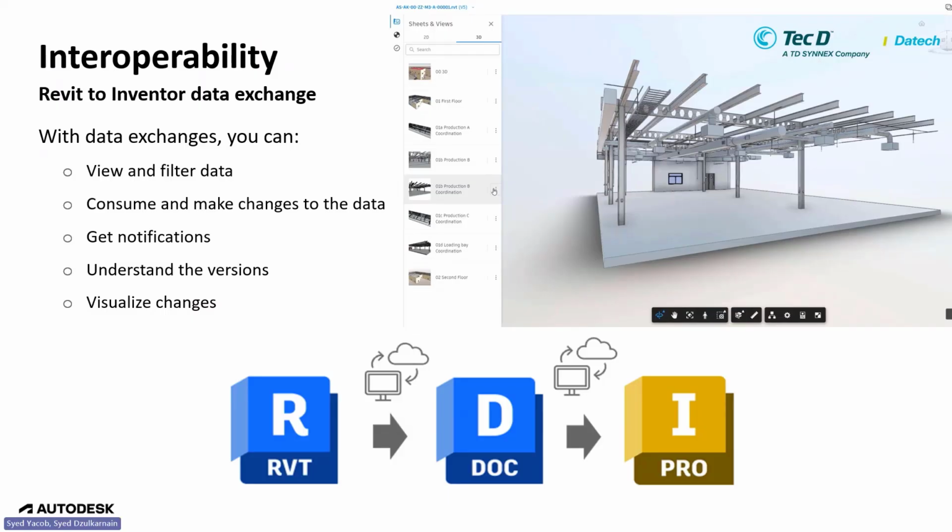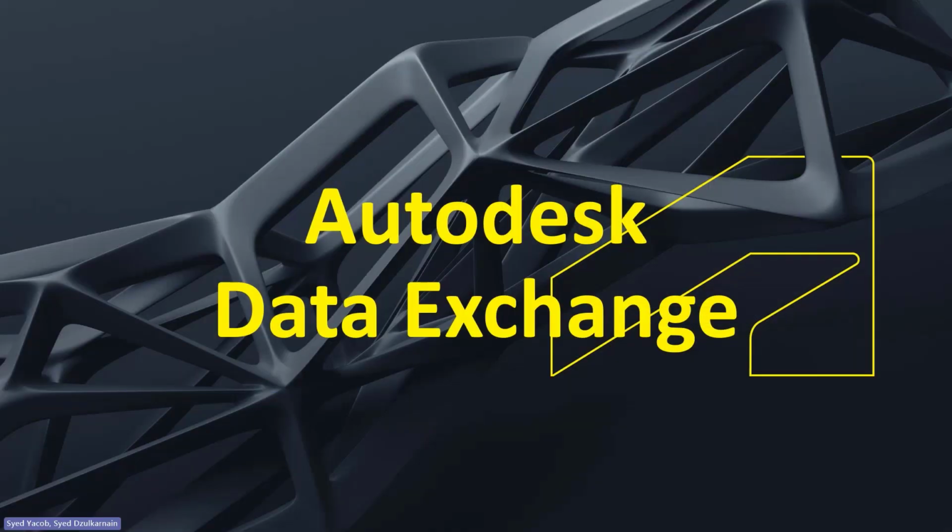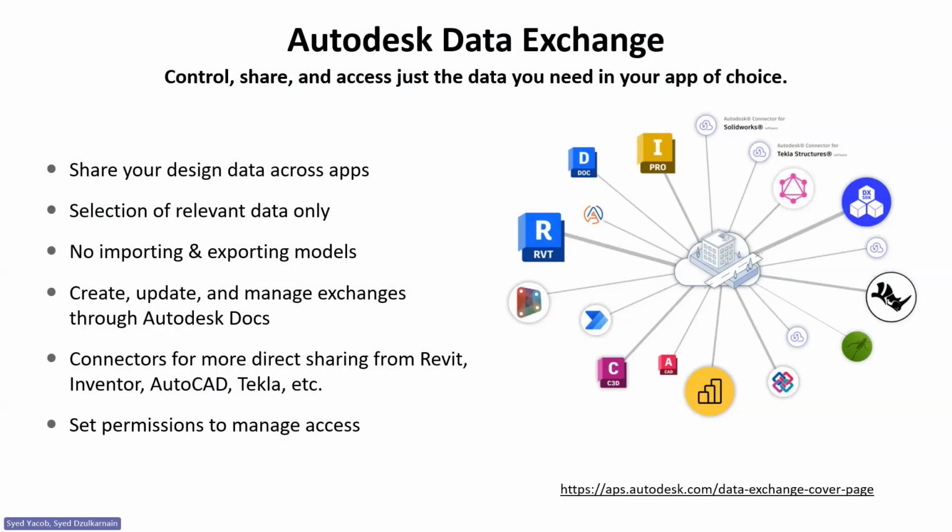Okay, whatever changes, we can get notified and we can preset whatever notification is required. We can understand the versioning. So they are versioning also in these examples, and we can visualize the changes. Okay, so now let's go to the example. Apply data exchange to control, share, and access the data that you need. You don't need everything, you can simplify to whatever you want.